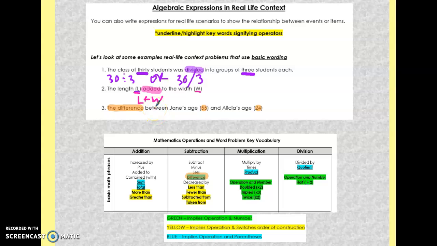So to write out an expression for this one, we would write 55 minus 24. Now, if you did put parentheses around it, it's not going to hurt the problem at all. You're going to do that operation first. It's the only operation to do. So either would be acceptable. However, if there's only one operation going on, you do not need parentheses. But difference should indicate subtraction.